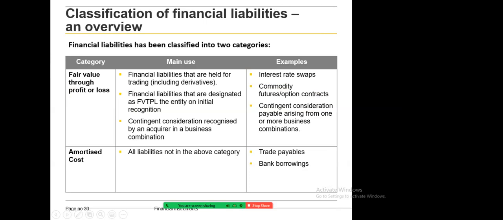Financial liabilities are classified into 2 categories. What is the main use of fair value through profit and loss? Financial liabilities that are held for trading will get covered under FVTPL. Financial liabilities that are designated as FVTPL by the entity on initial recognition: if at initial recognition you have taken an option that you will classify certain liabilities as FVTPL, then those liabilities will be classified under FVTPL. Amortized cost: all liabilities which are not falling under FVTPL will get covered under amortized cost, like your trade payables, your bank borrowings, loans that you have taken.